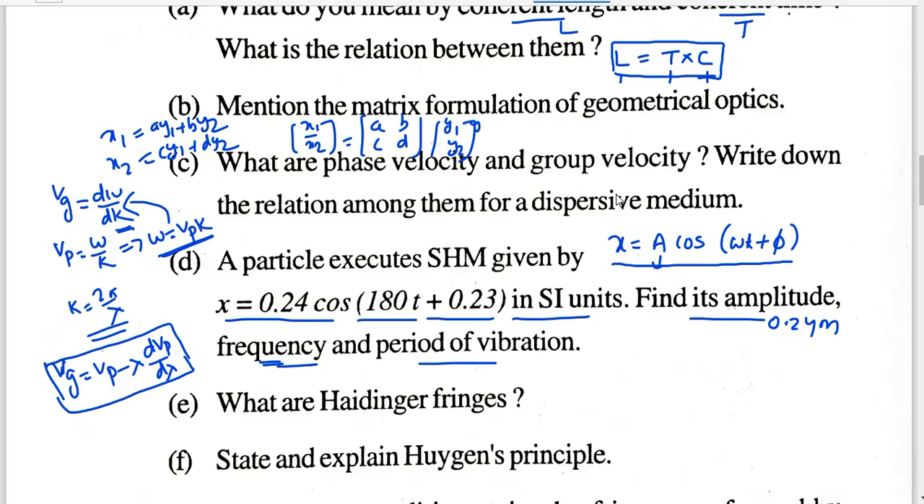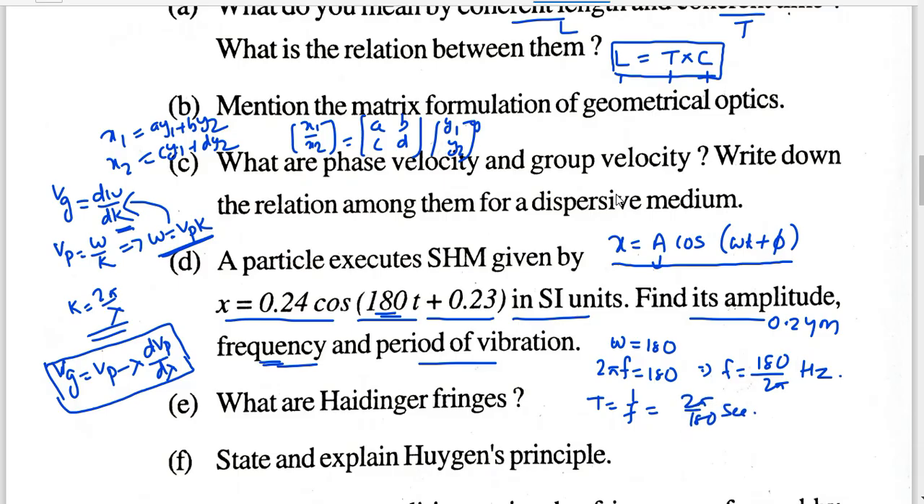Look at here. That is cos omega t. What is omega? In the question, omega is equal to 180. So omega equal to 2 pi f is equal to 180. That implies f is equal to 180 by 2 pi, that is in Hertz. So what is the period of vibration? Time period T is equal to 1 by frequency, that is 2 pi by 180 second.